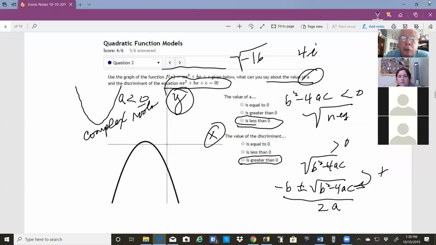On the same token, if it looks like this, it's not going through the x-axis. So the discriminant is going to be negative.